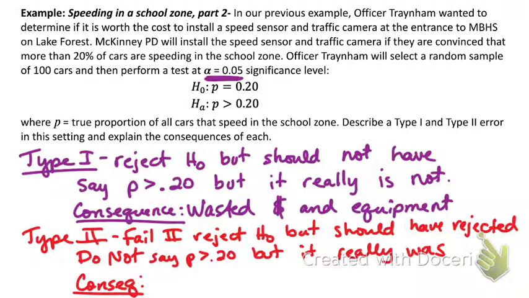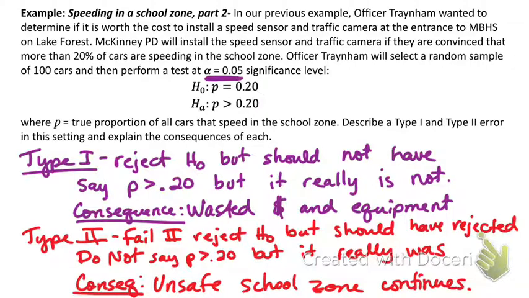Consequence. So what? Who cares? Whoop-de-doo. Children are dying. All right, yes. I mean, no, sad. So sad, right? So in this situation, we don't get the speed sensors, but we need them. We could have saved some lives, right? So we have an unsafe school zone that continues. Yikes.